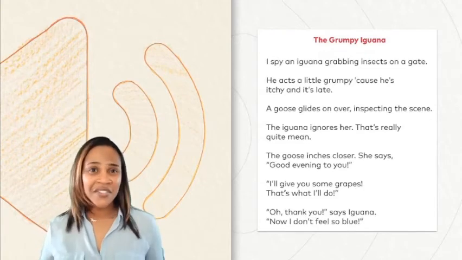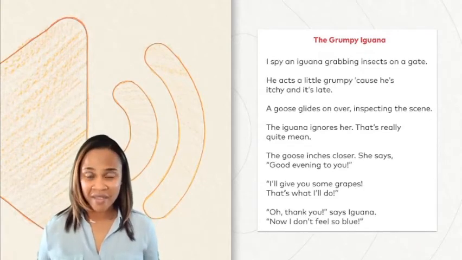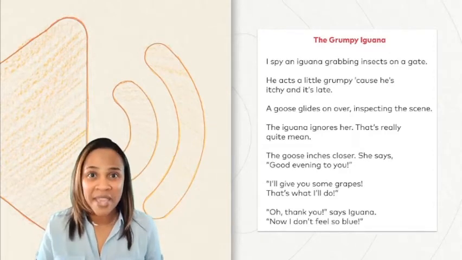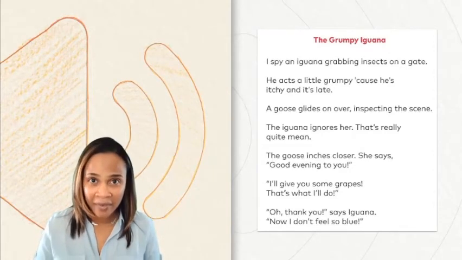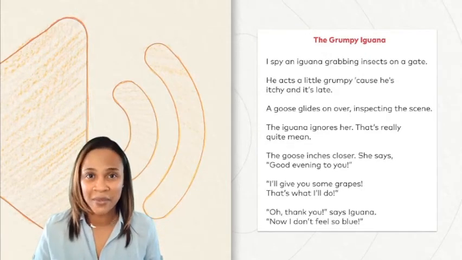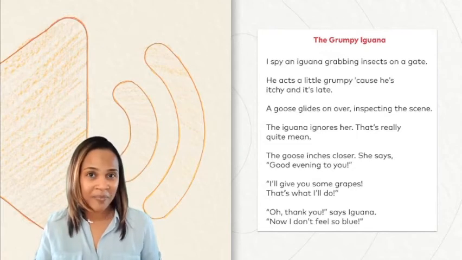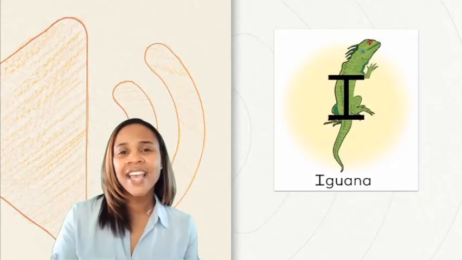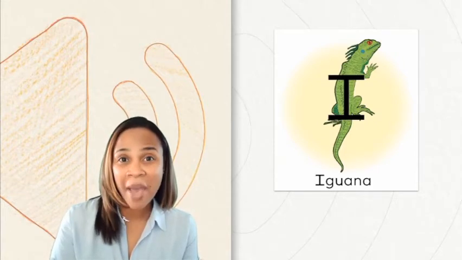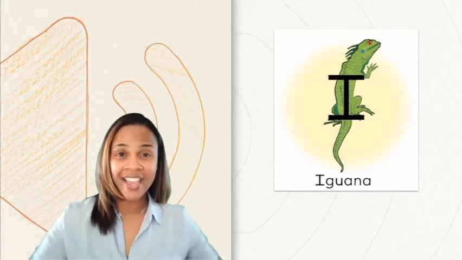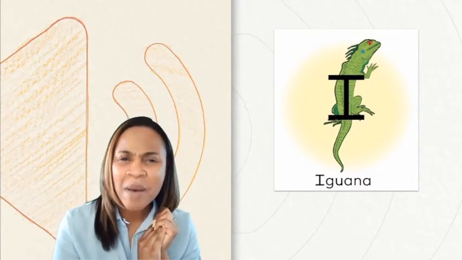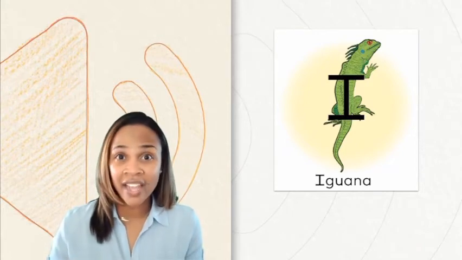Wow, did you feel all the rhythm in that poem? All of the words had a beat or a syllable to them. Let's see if we can figure out some of the syllables in our words from the poem. Are you ready? Say the word iguana with me as I clap out the beat. Ready? Iguana. Yes. How many beats are in the word iguana?